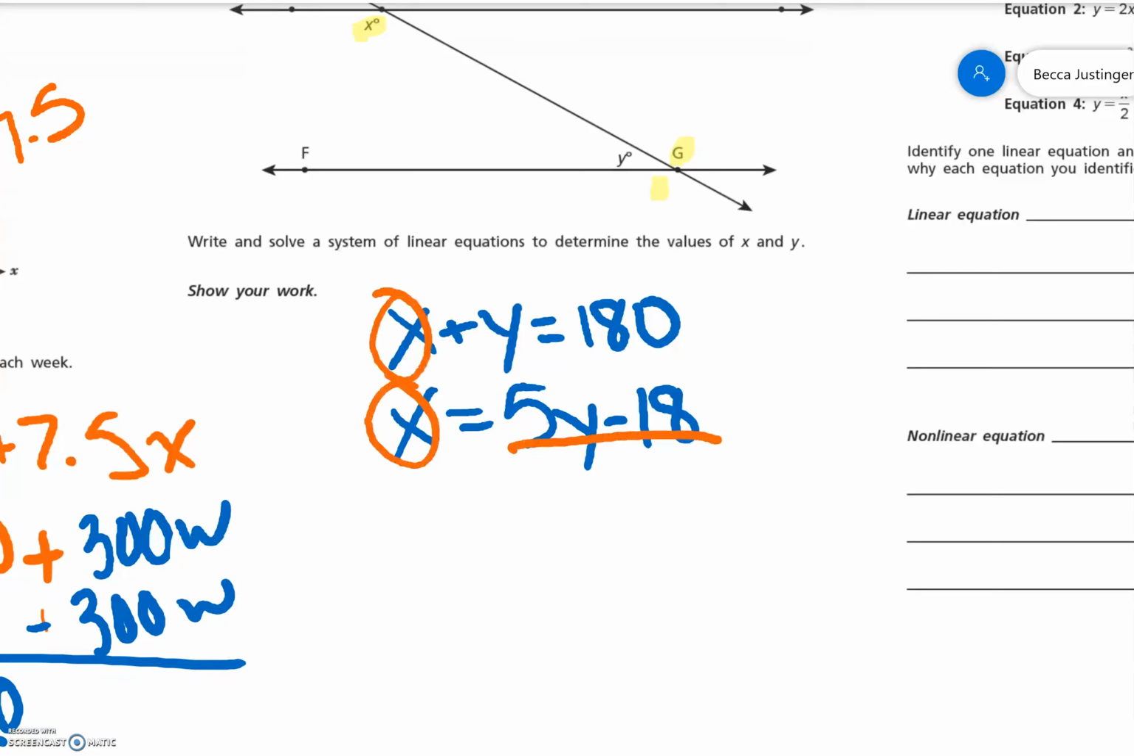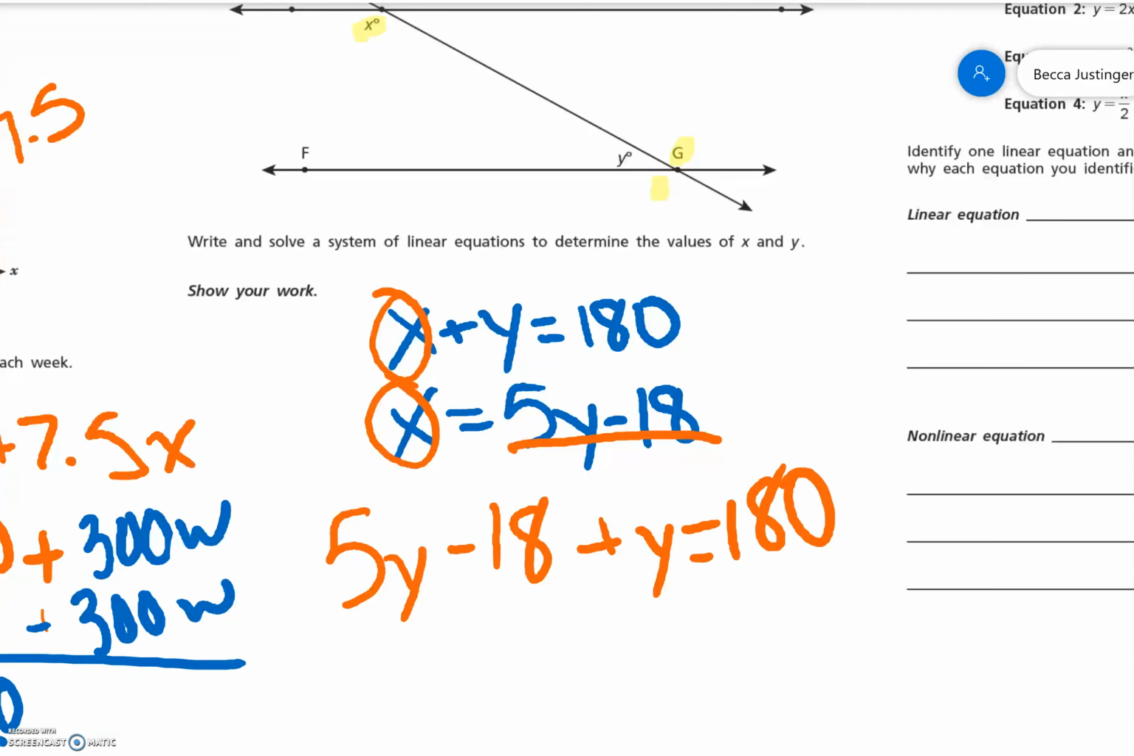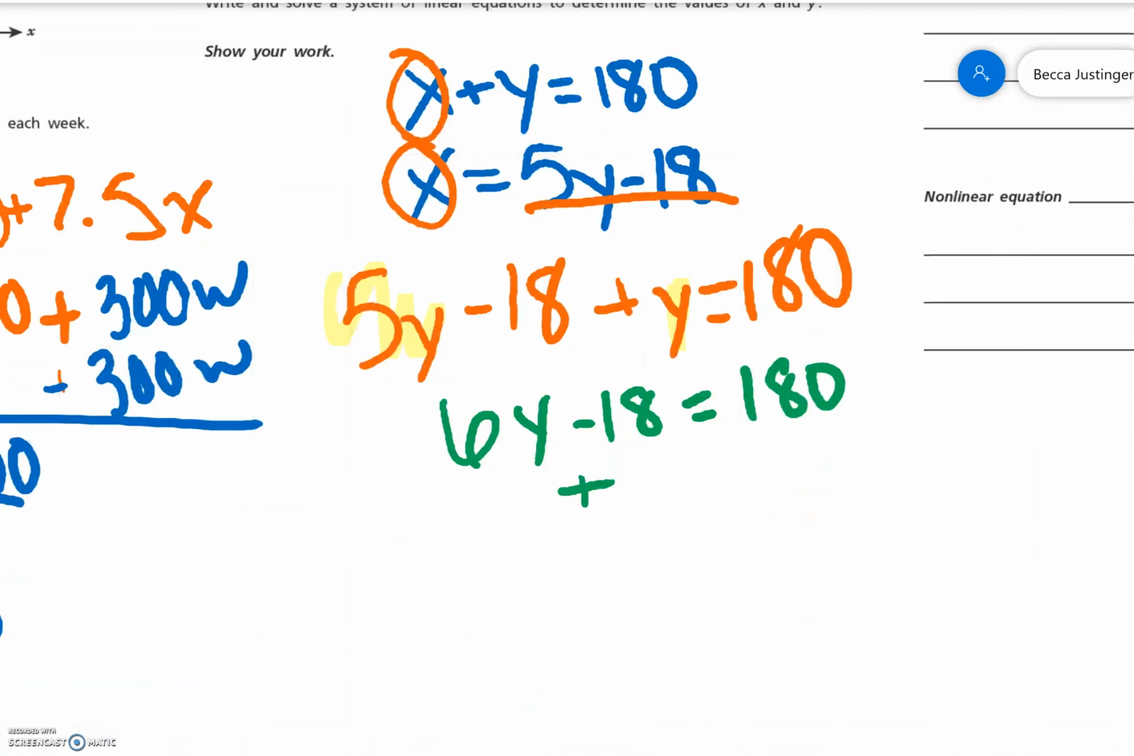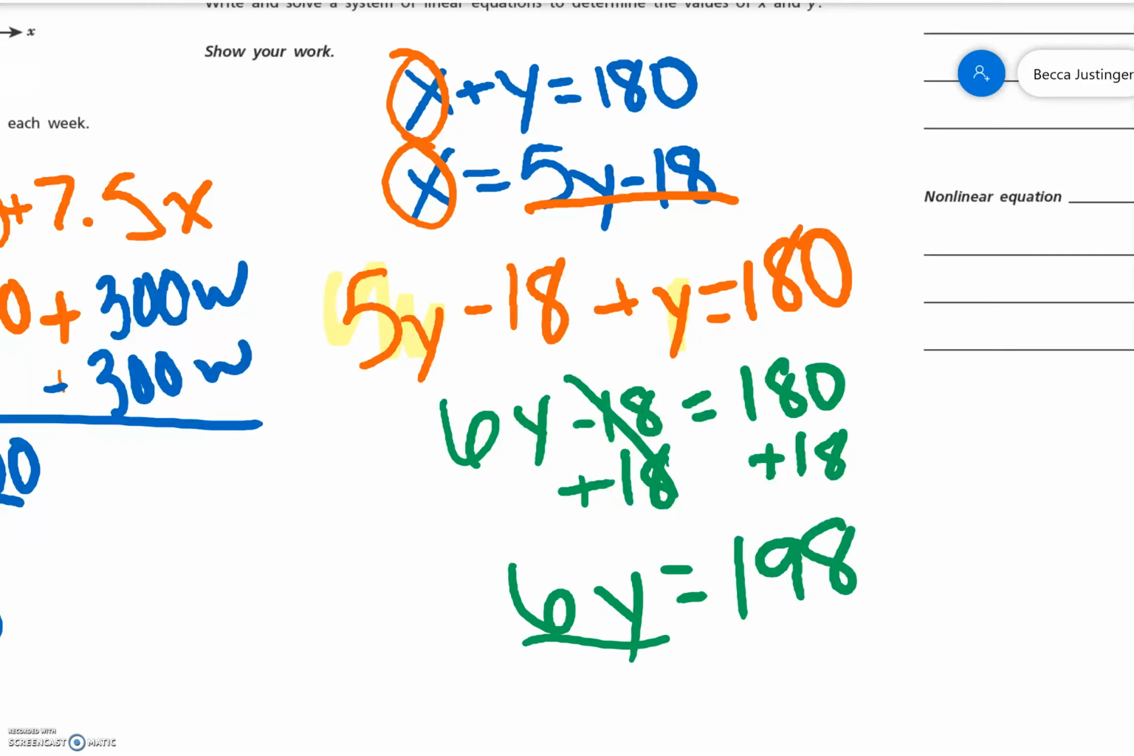So now in the original equation, the first one, you could put 5Y minus 18 plus Y equals 180. Combine like terms. 5Y plus Y is 6Y minus 18 equals 180. I want to solve for Y, so I'm going to add 18 to both sides. This cancels out, and 6Y equals 198. Divide by 6 on both sides. Let's see, 198 divided by 6 equals 33.